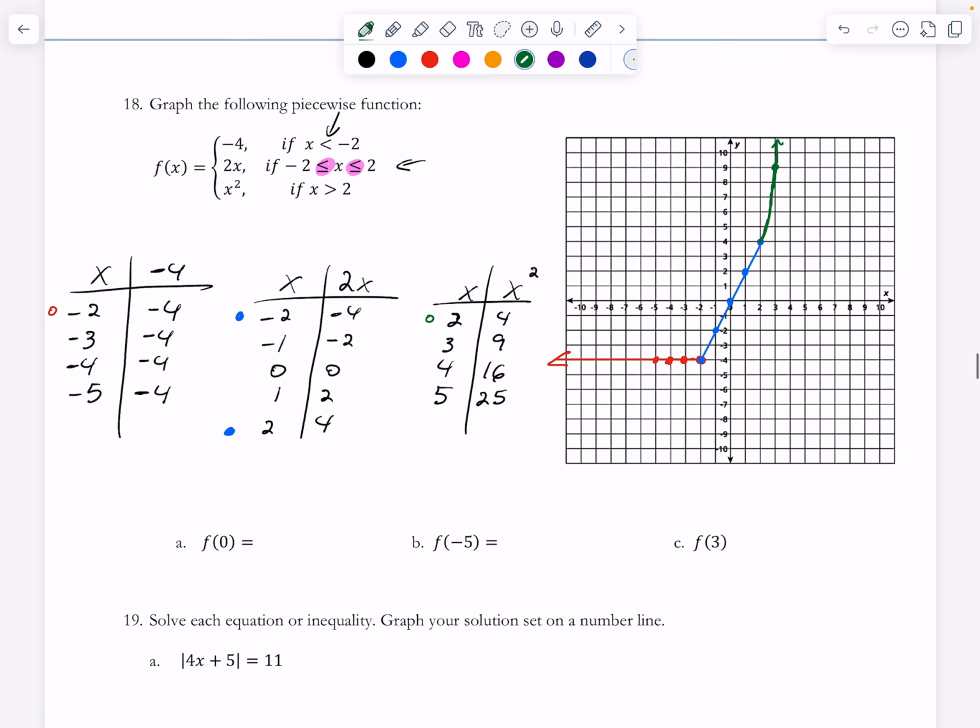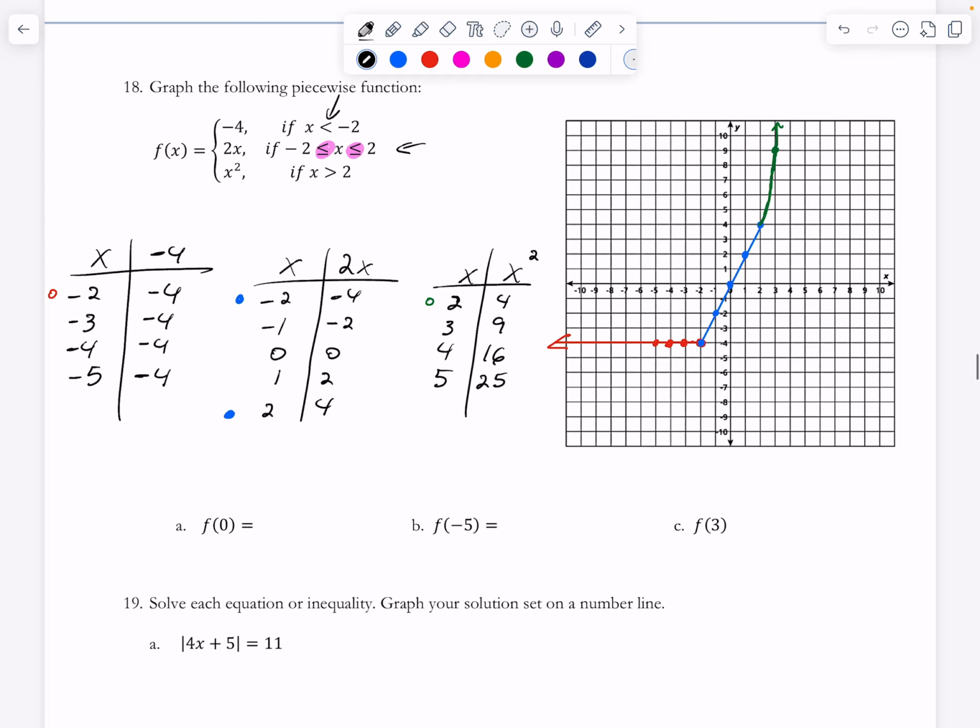So let's find these values. F of 0 is 0. F of -5 is -4. And F of 3 is 9. All right, so that is it for part 3. Come back to see part 4, which will be about absolute value.